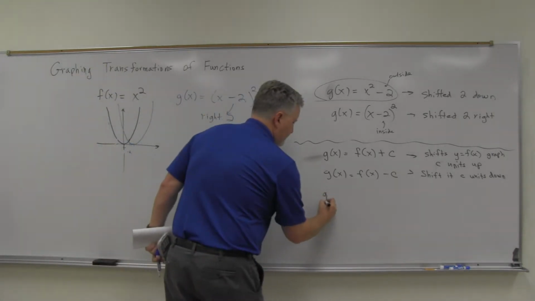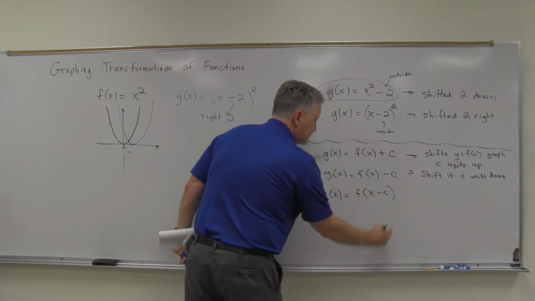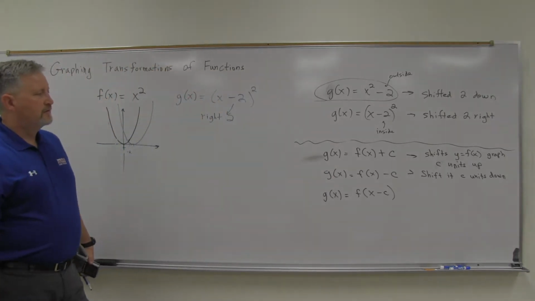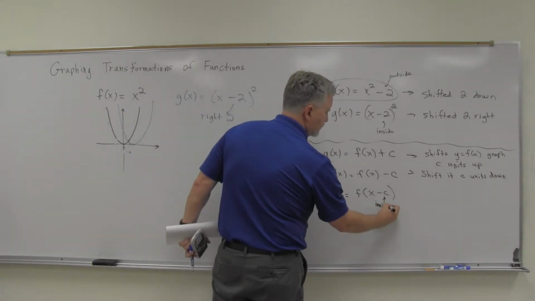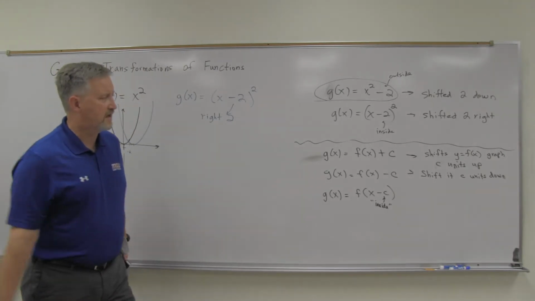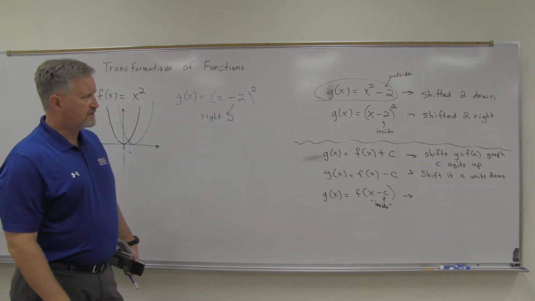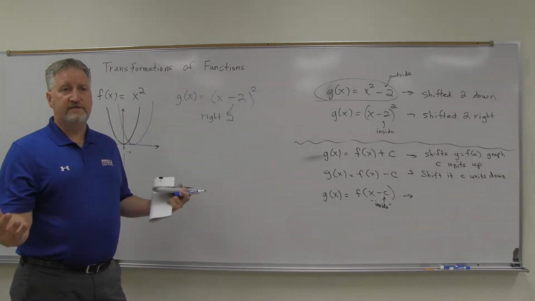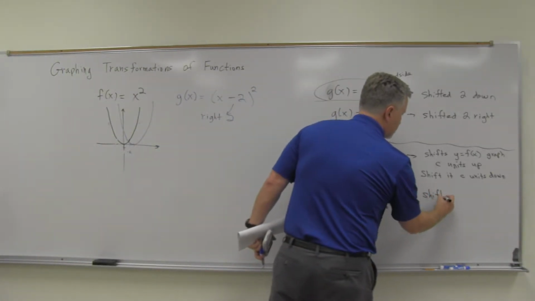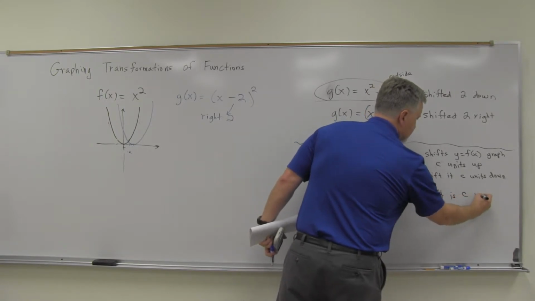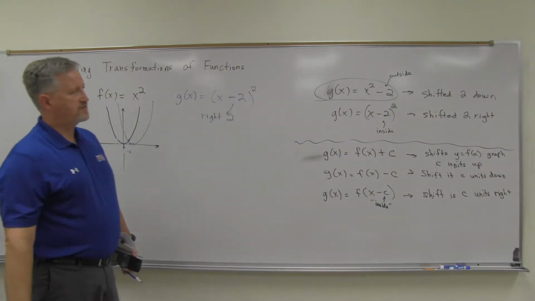On the other hand, if I have this g of x function and it's f, and then I've got the c on the inside, all right, so that's the c on the inside. What that does, well, that's analogous to the x minus 2 squared. That's going to shift it, whatever the c is, c units to the right, right? Because it's on the inside, like we had with the x minus 2 squared graph.